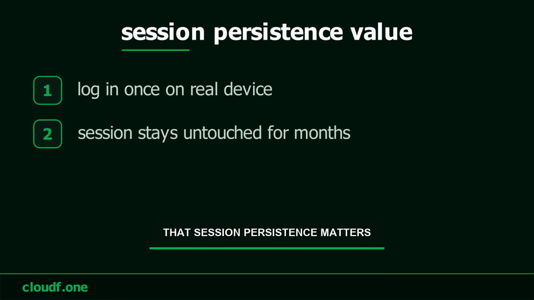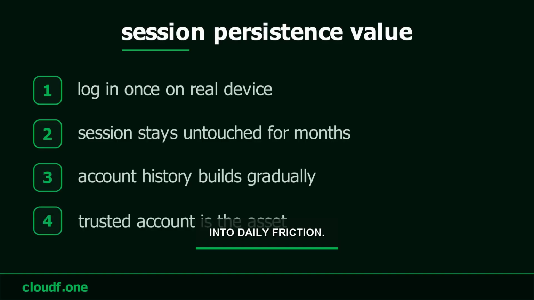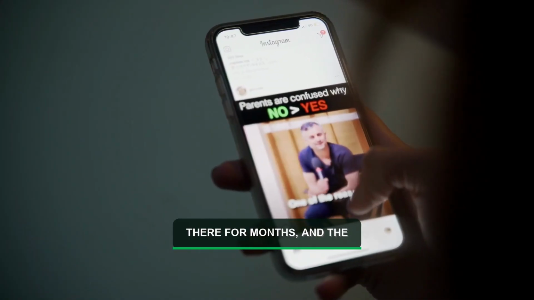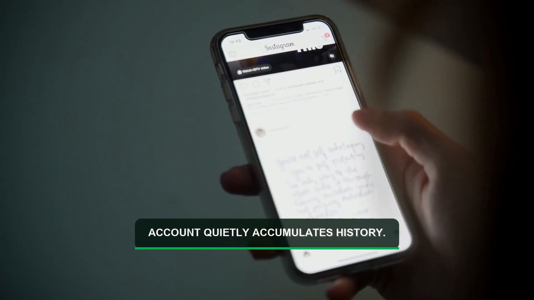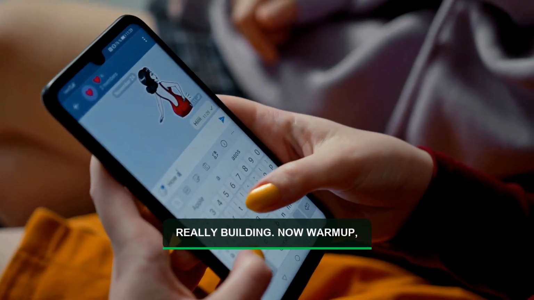That session persistence matters more than people realize for day-to-day ops. On a flaky proxy setup, the account is constantly relogging, constantly re-triggering security checks, and your two-step verification turns into daily friction. On a stable device with a stable IP, you log in once, the session sits there for months, and the account quietly accumulates history. That history is the asset. It is what you are really building.